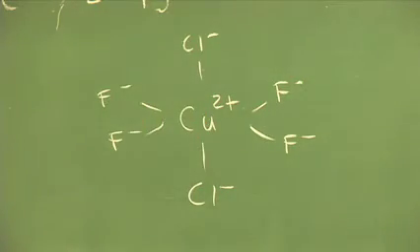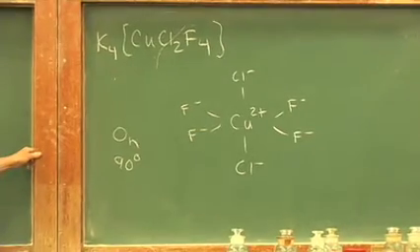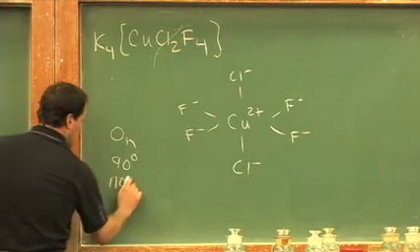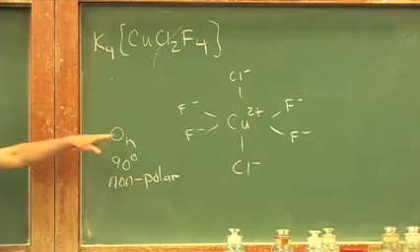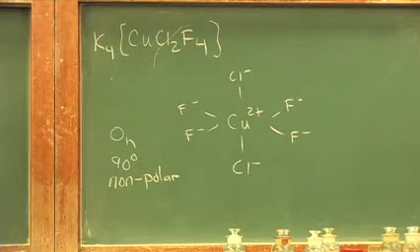Bond angles are 90 degrees, octahedral, and take a look and see if you can determine if this thing is polar or nonpolar. This is octahedral, bond angles are 90 degrees, and does that look polar or nonpolar? In fact, it's nonpolar. The chlorides are opposite, as each pair of fluorides are opposite as well, so there's no net dipole.